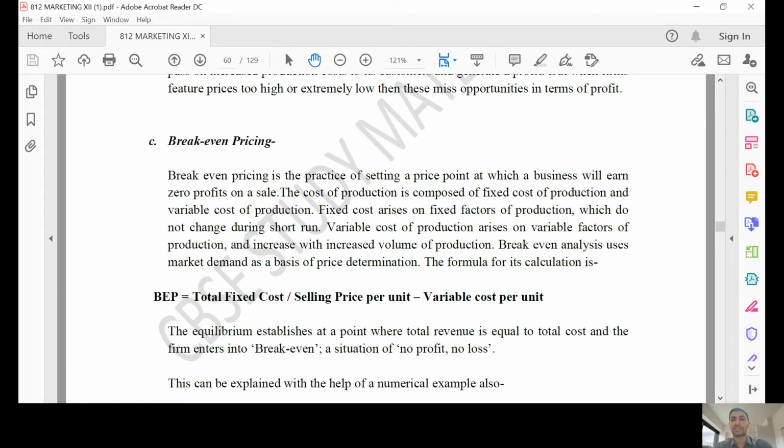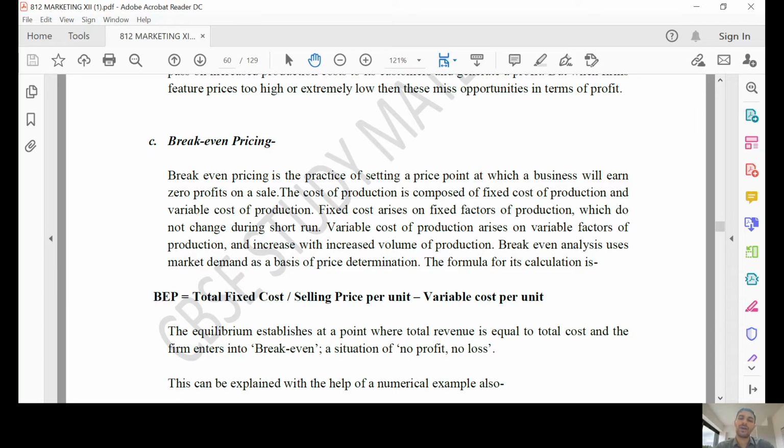The cost of production is composed of fixed cost of production and variable cost of production. Fixed costs arise on fixed factors of production which do not change during short run. Variable cost of production arise on variable factors of production and increase with increased volume of production. So fixed cost will not change according to the volume of production. If you produce 5 biscuit or 1,000 biscuit, fixed factors will be same. But variable cost will vary according to the level of production.